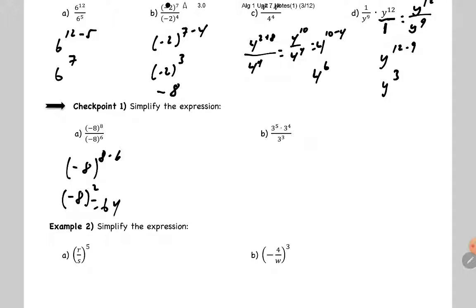Alright, next. 3 to the 5th times 3 to the 4th, over 3 cubed. Okay, so there's a multiplication up here going on. So we're going to add those first. So 5 plus 4 over 3 cubed. So that's 3 to the 9. And we still have 3 cubed at the bottom. So this is going to become 3 to the 9 minus 3, which is 3 to the 6th power.